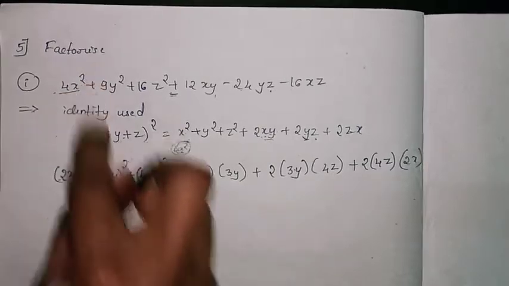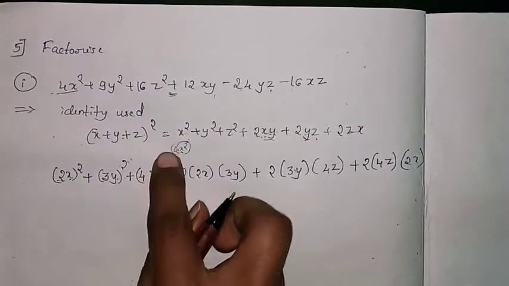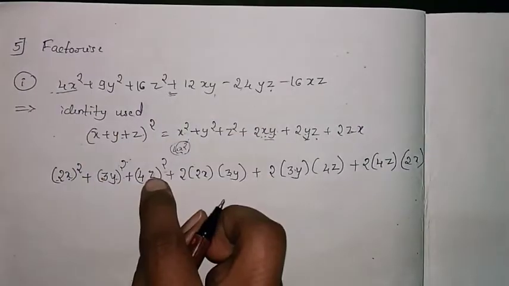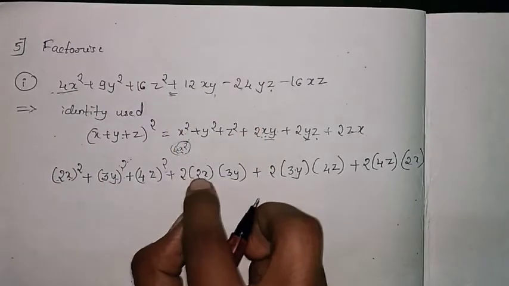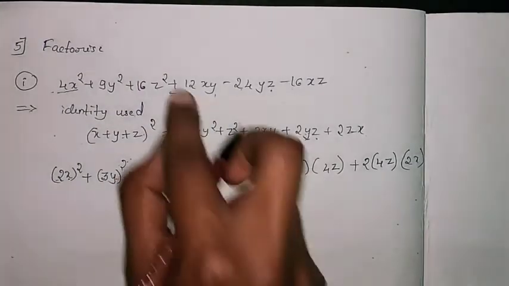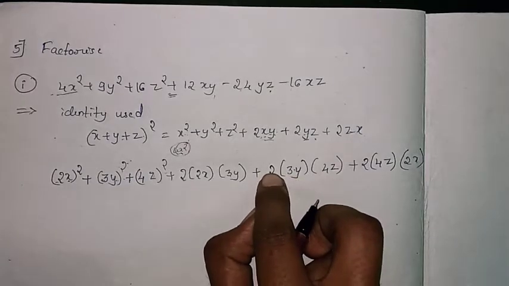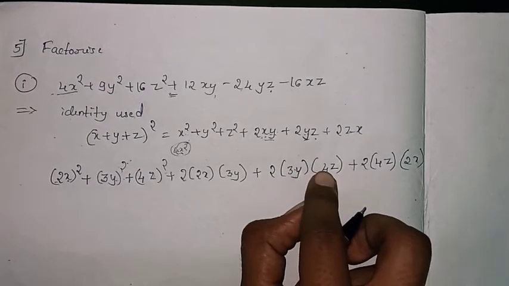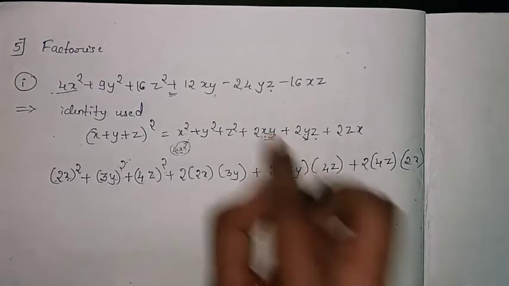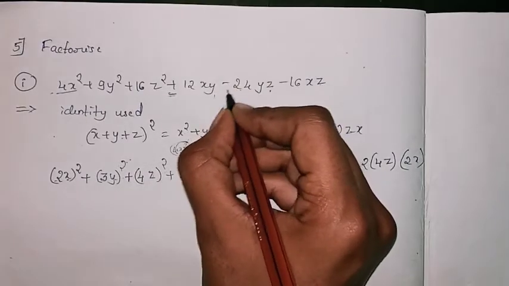3 square is 9, y square. 4 square is 16, z square. Then 2 2s are 4, 4 3s are 12, so 12xy. Then 3 2s are 6, 6 4s are 24, yz, 24yz, but the sign is negative.